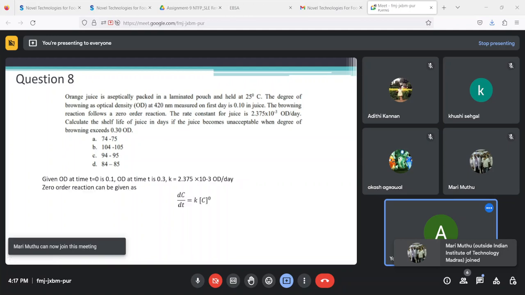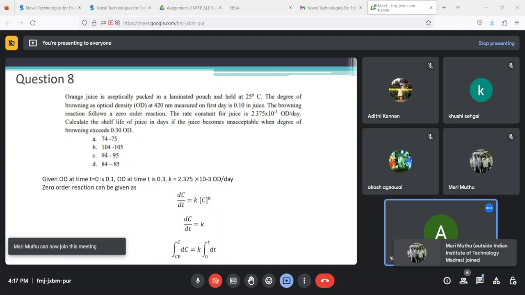So when you mean by zero order reaction, your dC by dt, that is your rate, is equal to K, which is your rate constant, into the concentration of C power 0. Had this been a first order reaction, you would have C power 1. Had it been a second order reaction, you would have C power 2. Since it's a zero order reaction, you have C power 0, which is equal to 1. So dC by dt is equal to K. Hope this is clear. This is the definition of any zero order reaction.